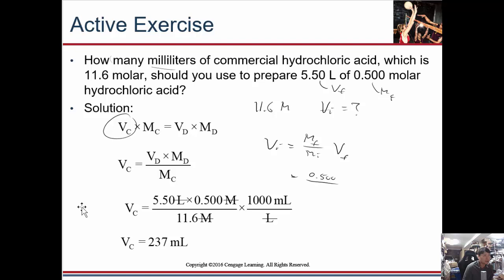And the initial molarity is 11.6. The molarity cancels. And the V final is 5.50 liters. And so doing this, we get 0.237 liters, which is going to be 237 milliliters. So what we do is we take 237 milliliters of the concentrated stuff and then add enough water to make 5.5 liters. And that's going to give you the 0.500 molar solution.